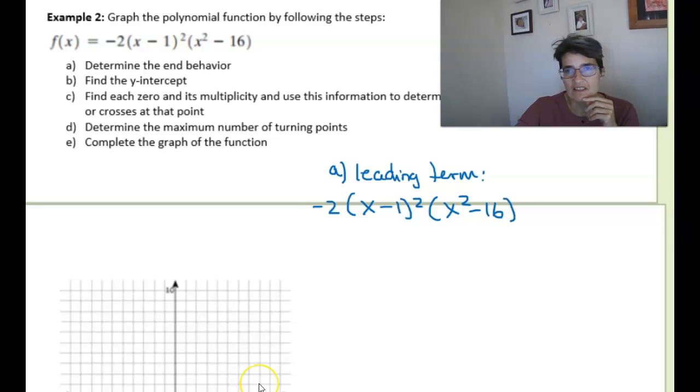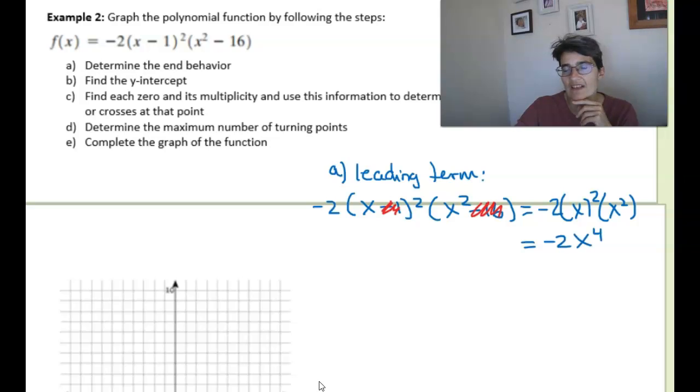Let's get rid of the lower terms in each parentheses. And we have -2x^2 times x^2, which is -2x^4. So this at the ends behaves like -2x^4. x^4 is like a fat parabola.